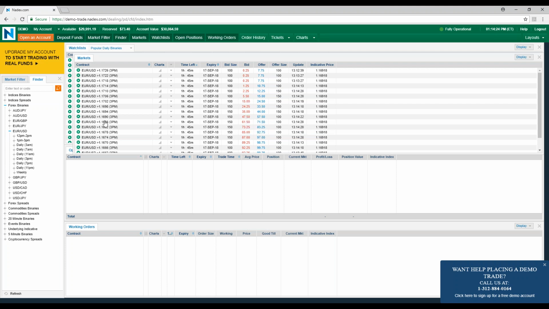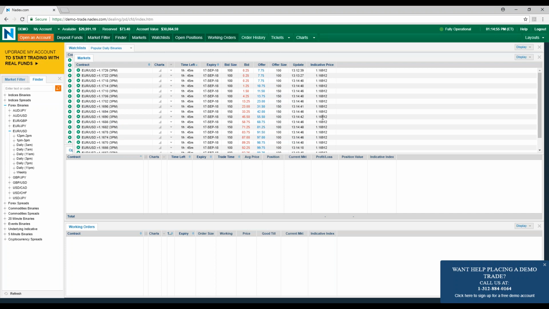Now, notice right above this strike is a strike of 1694, and then above that is 1698. We see this 1698 priced down here at 23 and 33. So these strikes are 4 ticks wide: 90, 94, 98. Right now the market's at 1691.